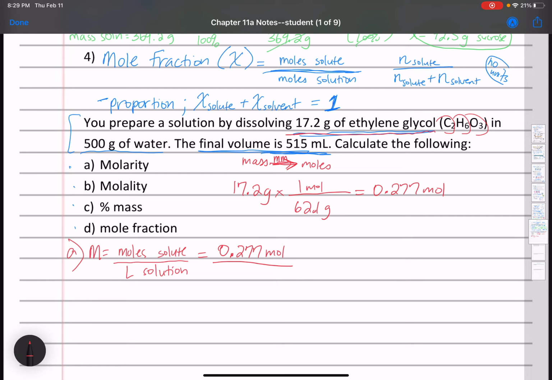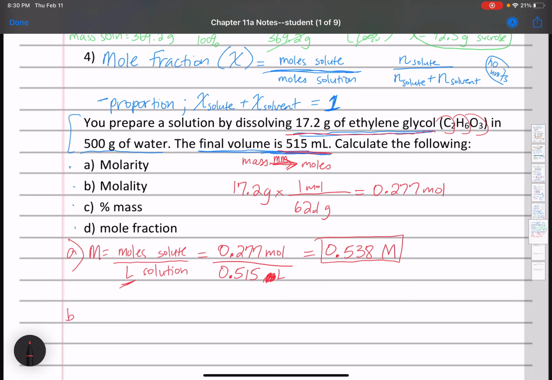I look in my problem and the volume I have is 515 milliliters, but I need my units to be in liters specifically, so I'm going to convert that. I just do it in my head. I divide by 1,000 because I know there's 1,000 milliliters in a liter. And the molarity is 0.277 divided by 0.515, which comes out to be 0.538 moles per liter, or 0.538 molar. So this is the molarity.